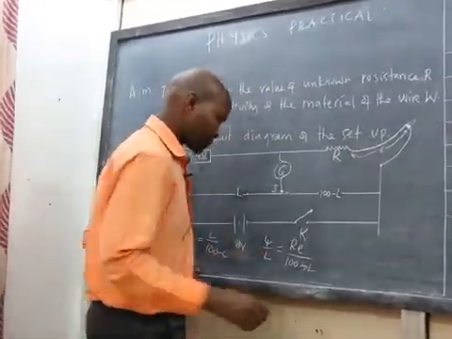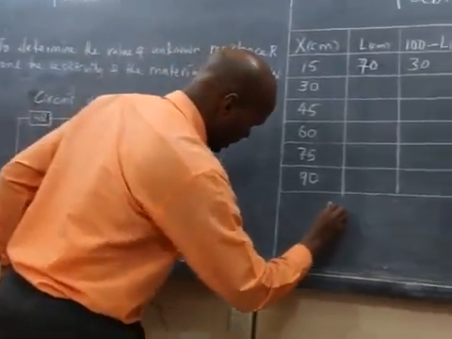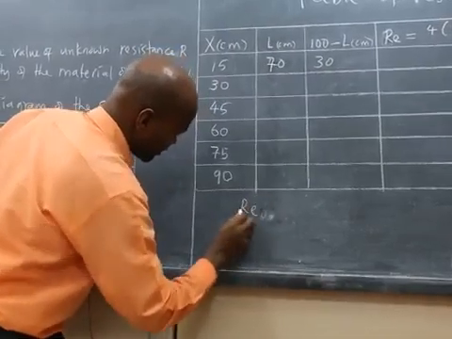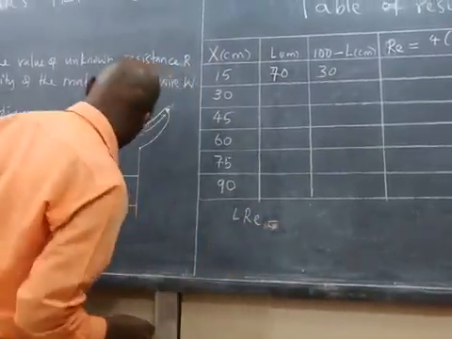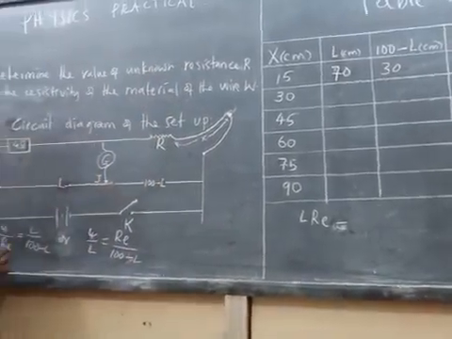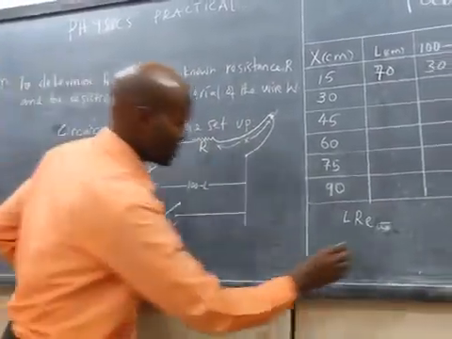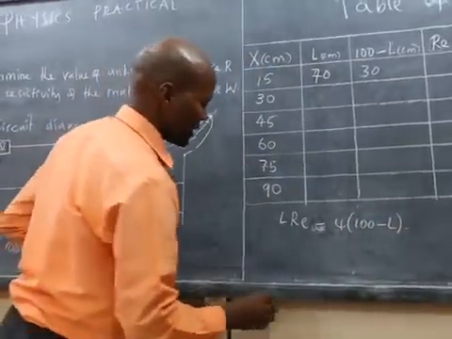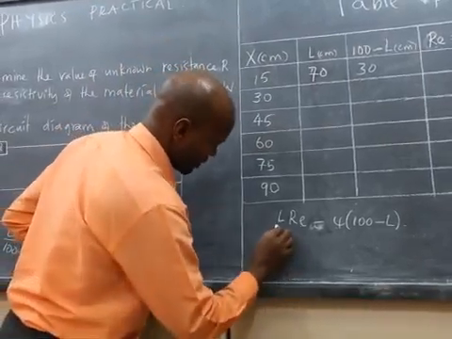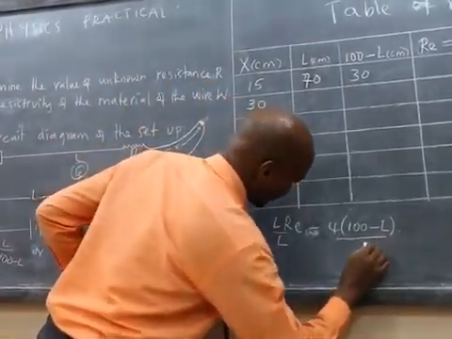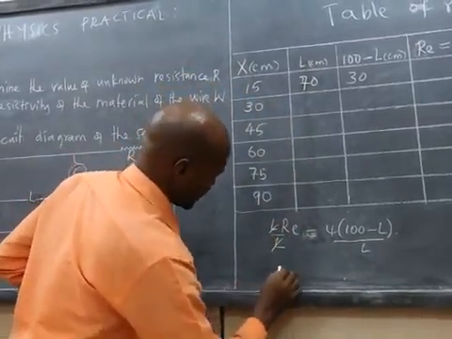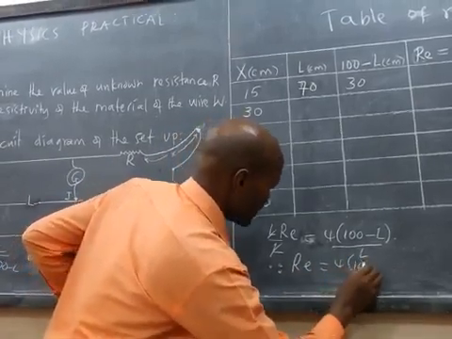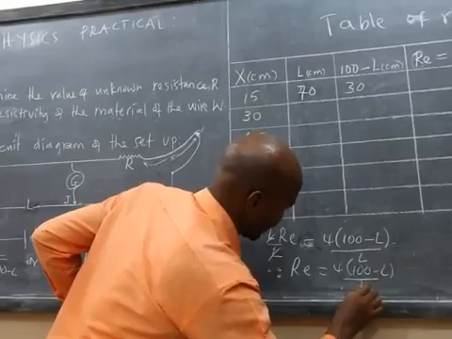That is to say, it's now RE times L equals, you say L times RE equals to 100. This is equal to 4 times 100 minus L. So it's 400 minus L. So making equivalent resistor RE the subject, dividing by L. So we say therefore equivalent resistor is equal to 4 times 100 minus L over L.